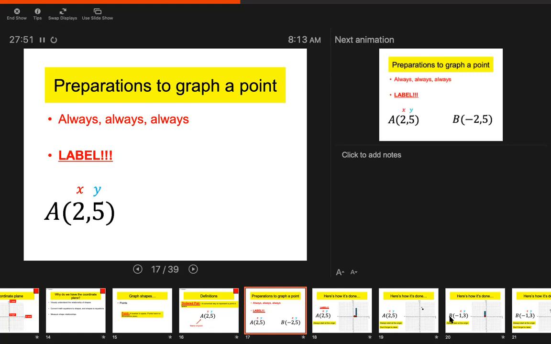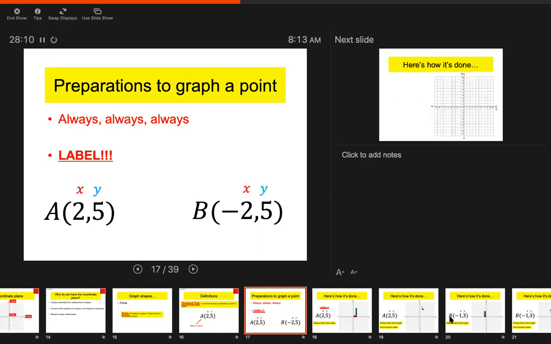And the reason is this is the number one mistake kids make when they're graphing. X, Y. That is your labeling. That's half of your labeling. If I give you a point and ask you to graph it, the first thing you're going to do is label it. X, comma, Y.